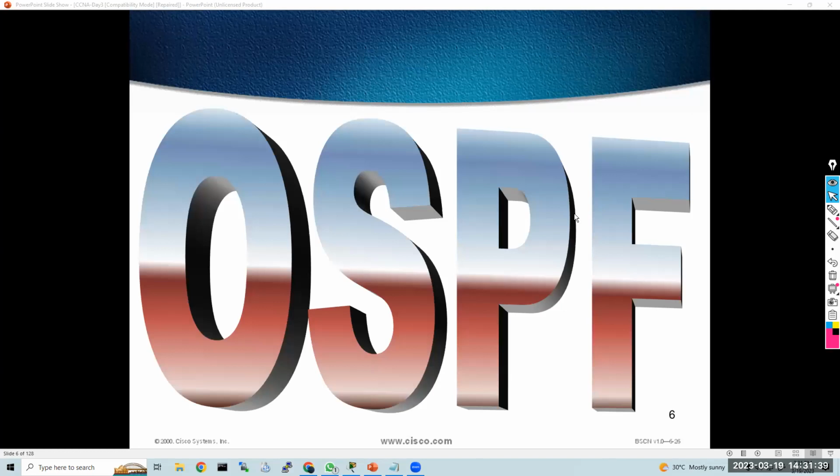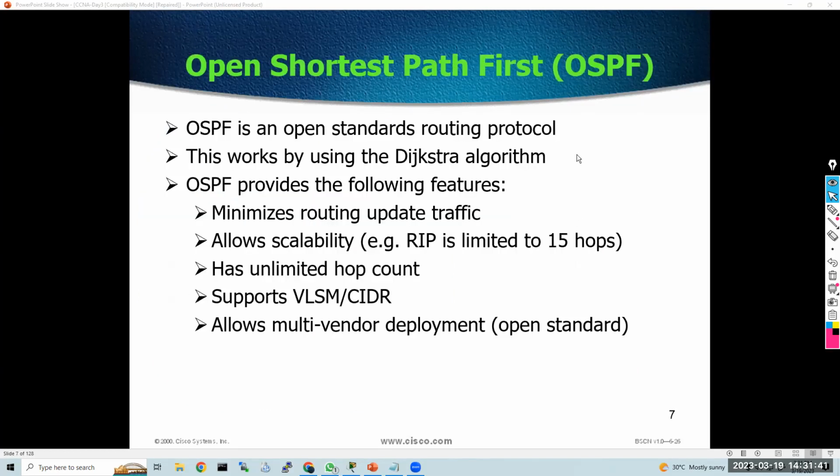OSPF stands for Open Shortest Path First. This is one protocol, guys. As we can see, OSPF is an open standard routing protocol. Open standard means OSPF can be configured on all different vendors, not only Cisco, even other devices like Juniper, Huawei, any different vendor available for the router. We can configure OSPF. It is free of cost. It works using the Dijkstra algorithm.